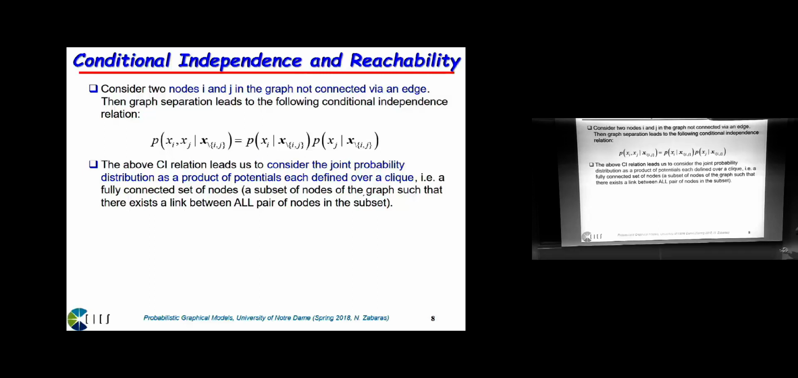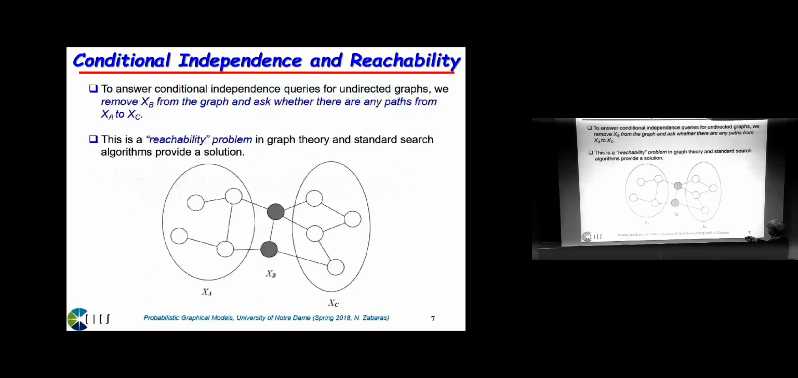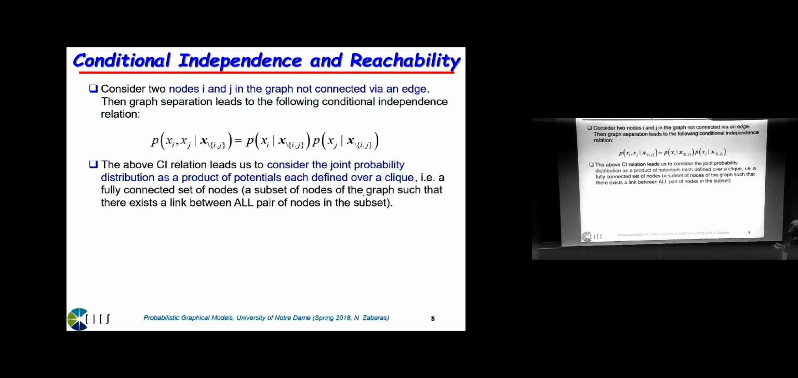Before we said that this is independent of that given xb, if every path from here to there has to pass through xb, because xb will block it. So here, if I and j don't form an edge, I can claim that they are conditionally independent given the rest of the nodes, because the only way I can go from I to j is through the rest of the nodes, which block that path.